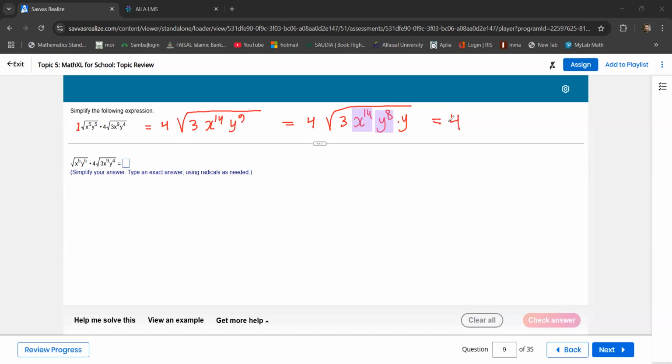So 4 remains the same. X to the power of 14 will be x to the power of 7. Y to the power of 8 will be y to the power of 4. And the 3 and the y will remain under the square root. Square root of 3y.